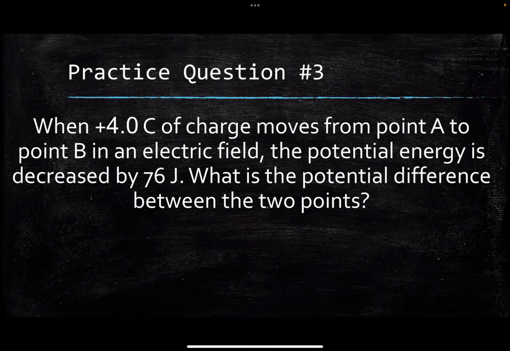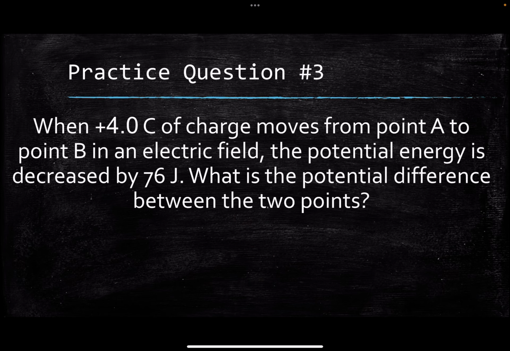Okay, question number 3. When a 4 coulomb charge, that's a big charge, moves from point A to point B in an electric field, the potential energy is decreased by 76 joules. What is the potential difference?